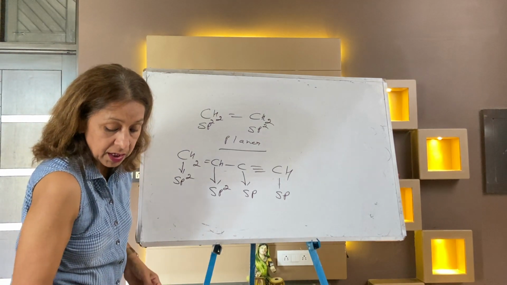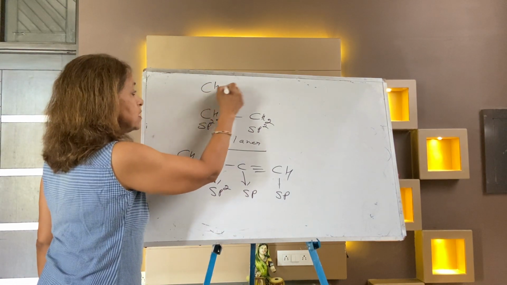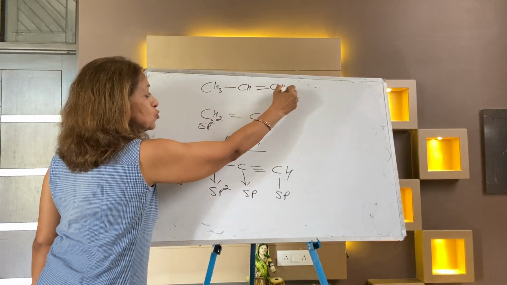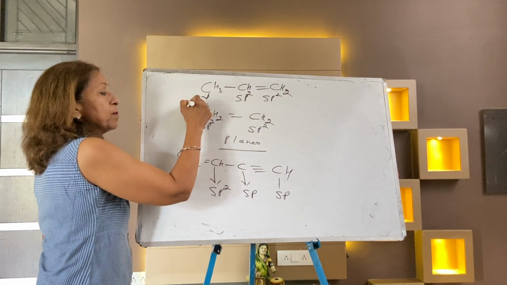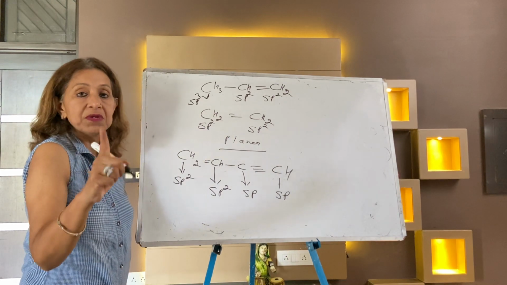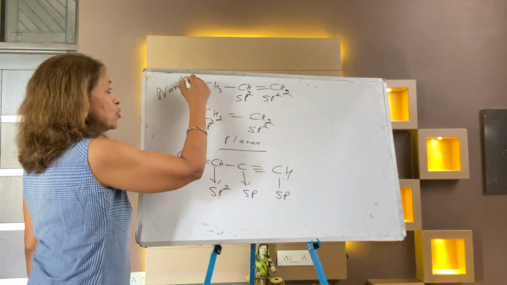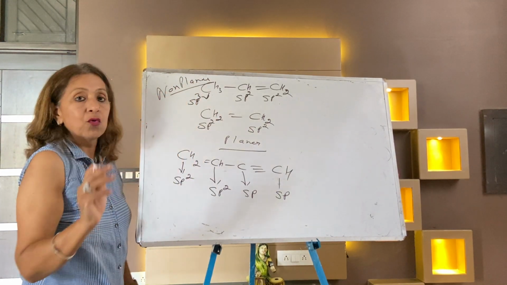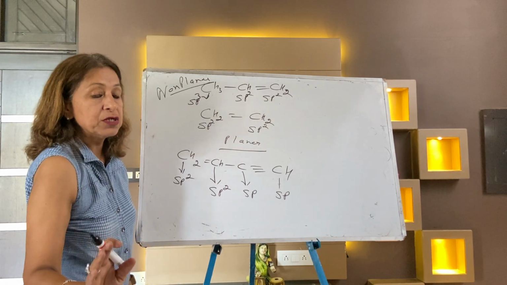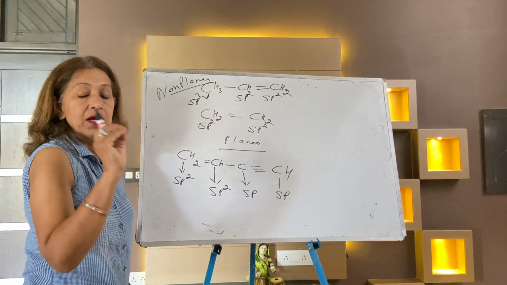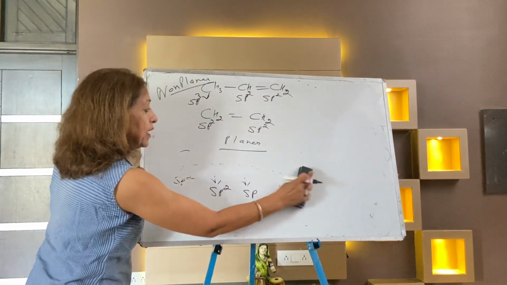Now taking the third: CH3 single bond CH single bond CH double bond CH2. The carbons are sp2, but the presence of just one sp3 carbon makes the compound non-planar. So planar compounds are only those where all are sp or all are sp2. If one of the carbons is sp3, we will always call it non-planar.